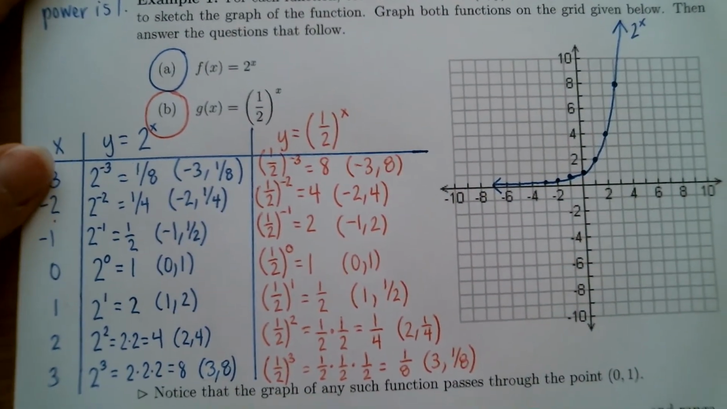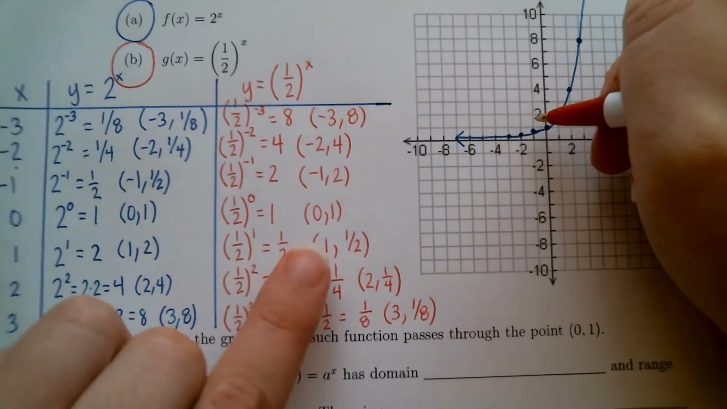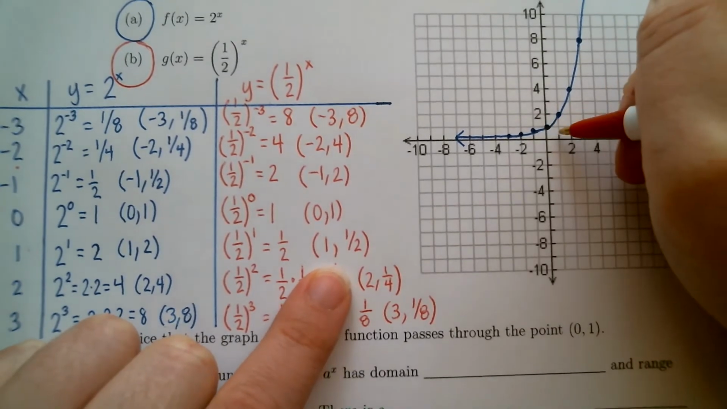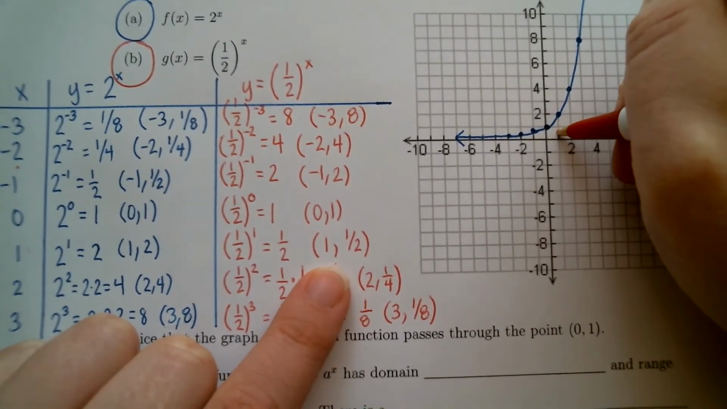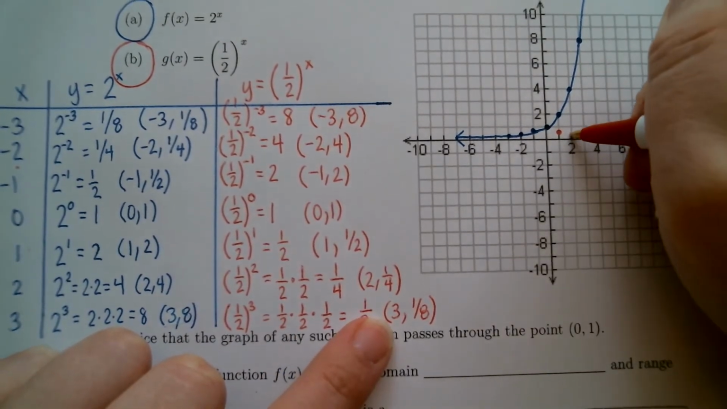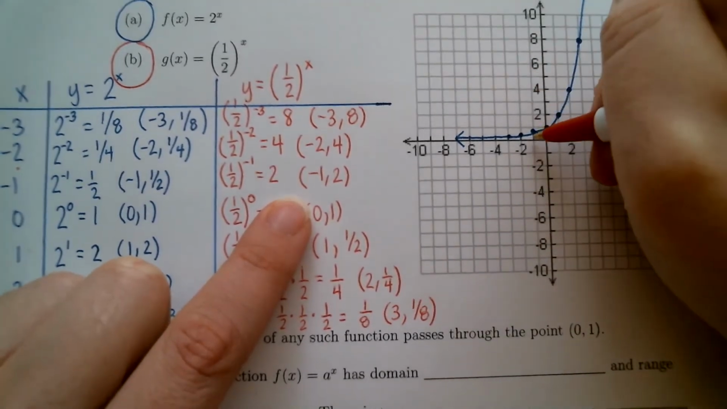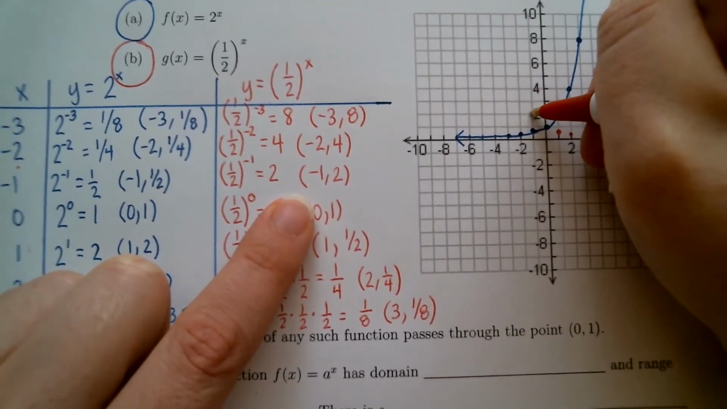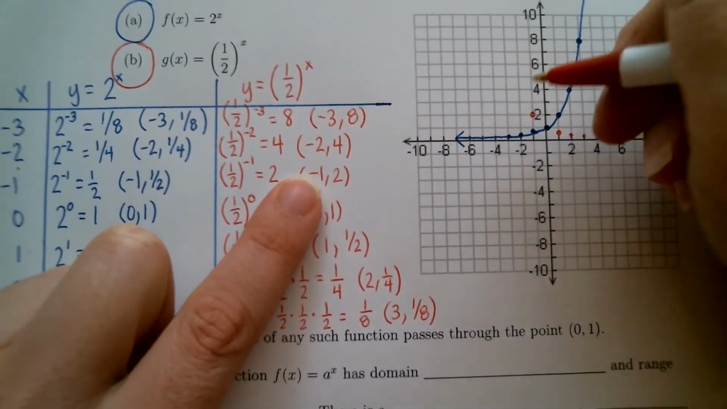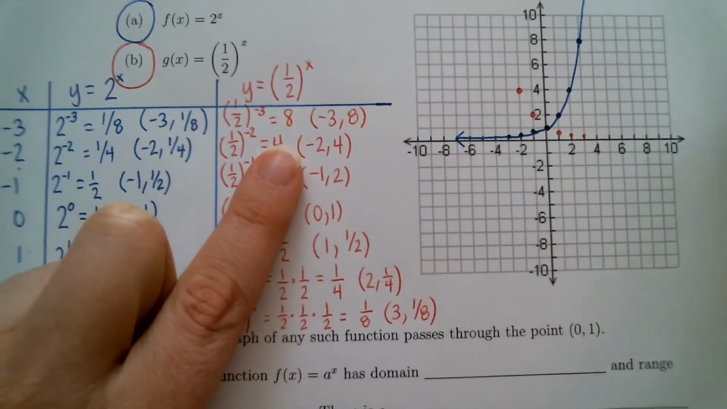So let's go ahead and plot our points. Okay, so we've got 0, 1. This one also goes through 0, 1. We've got 1, 1/2. You're just going to have to eyeball these fractions. 2, 1/4. 3, 1/8. And then if we go in the other direction, we've got negative 1, 2, negative 2, 4, and then negative 3, 8.